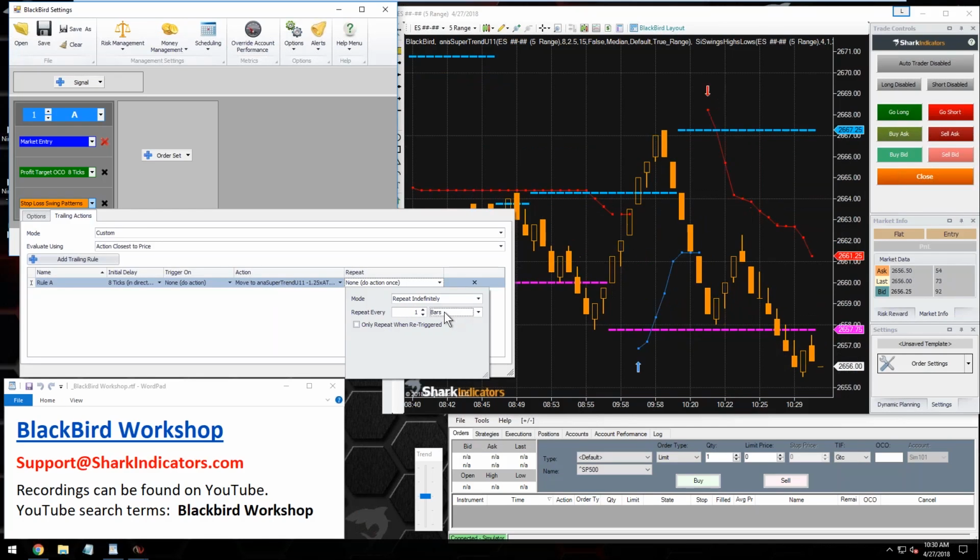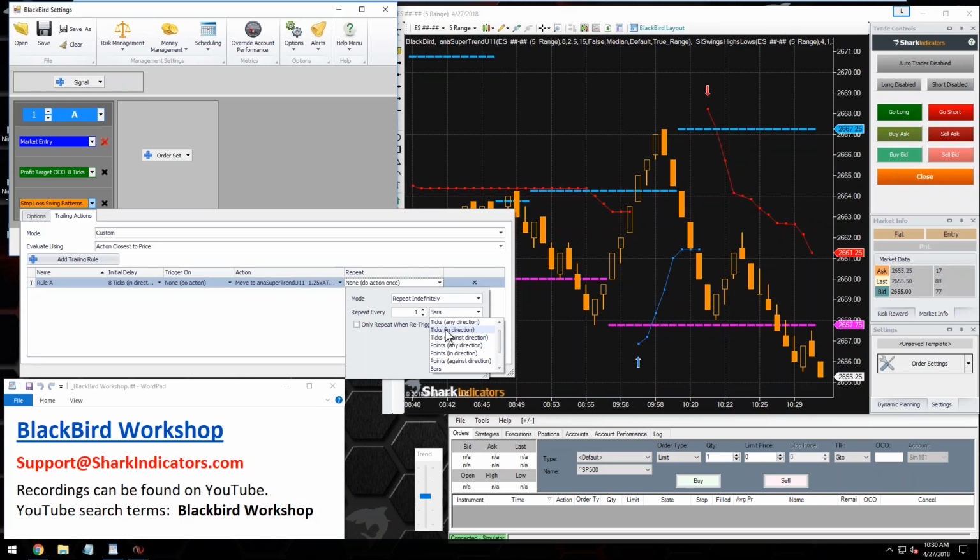You want to leave this set to bar here. If you change it to ticks, it's not going to do any good. Actually, if anything, it's just going to use up CPU power, computer power, for no good reason at all. So just leave it on 1 bar if you're using an indicator here.